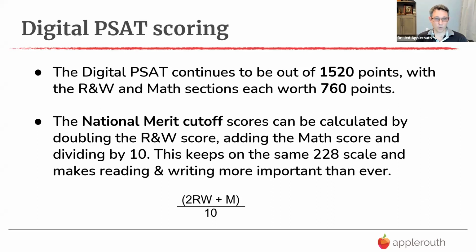All right, the scoring for the digital PSAT: every section is going to be scored, so verbal, your max is a 760, and math, max 760.